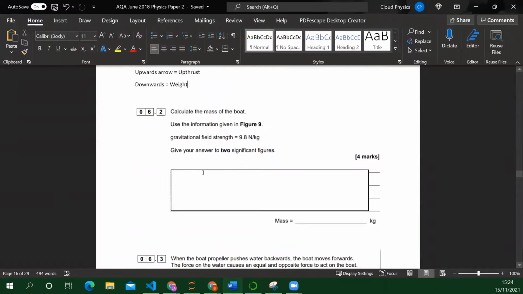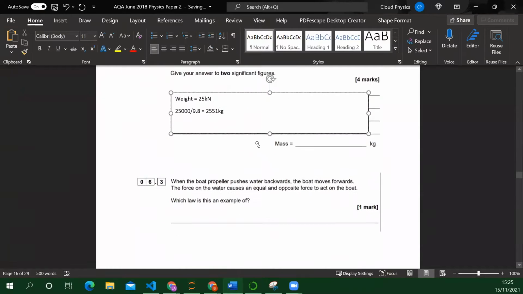Okay, so let's write this down. So weight is 25 kilonewtons. Okay, just calculate the mass. It's easy enough, isn't it? Once we've measured that, that's the weight. So now we just divide it. So it's 25,000, and what we need to do is divide that by 9.8. If you remember, weight is mass times gravitational field strength.